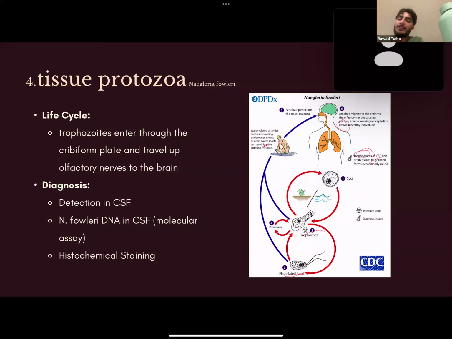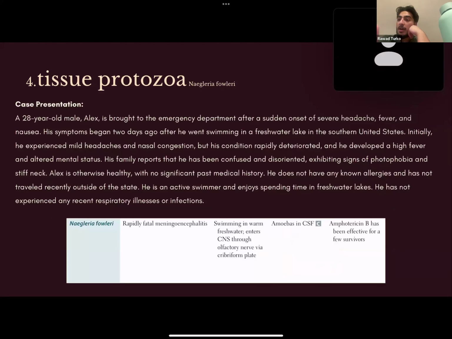So how do you diagnose it? Again, Naegleria fowleri DNA in the CSF, through molecular assay or histochemical staining. The main things to remember about Naegleria fowleri are warm water sources, dunking your head underwater, and CNS symptoms. So this is the case presentation.